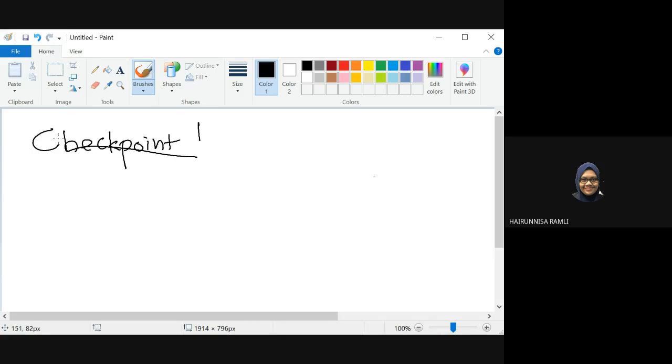Sebab Jamboard ni, mungkin saya try untuk guna time tutorial lah. Saya nak you all take part dekat dalam Jamboard tu untuk menulis. So nantilah kita tengok balik. Mungkin kelas terlalu ramai, susah sikit lah.